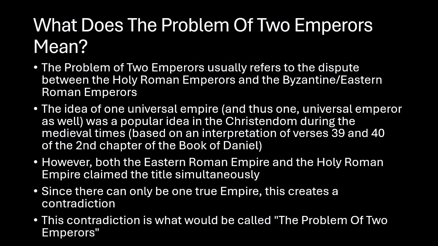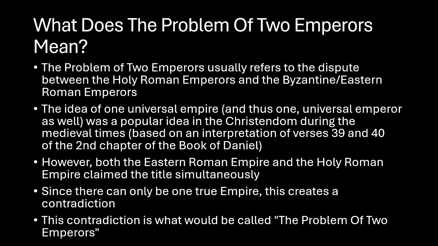The idea of one universal empire, and thus one universal emperor as well, was a popular idea in Christendom during the medieval times. It's based on an interpretation of verses 39 and 40 of the second chapter of the book of Daniel in the Old Testament.